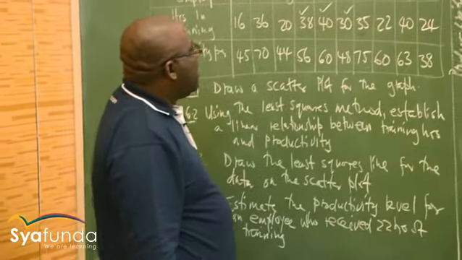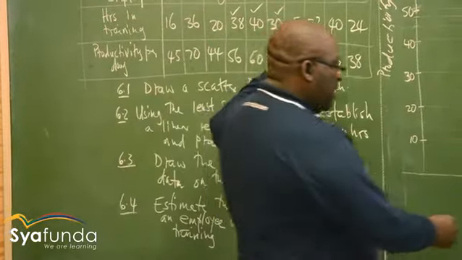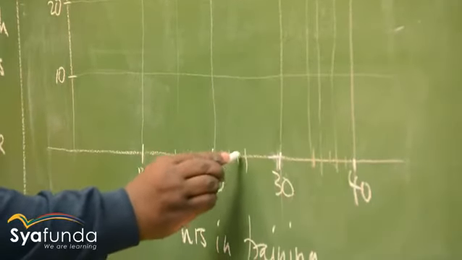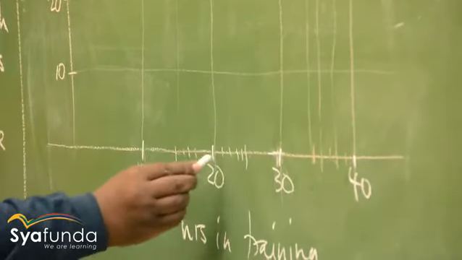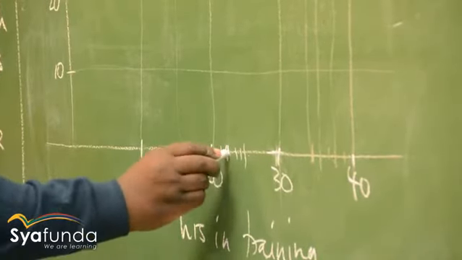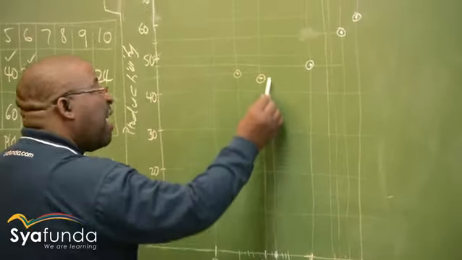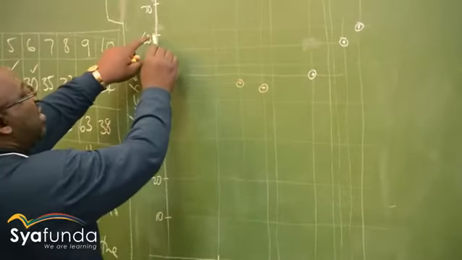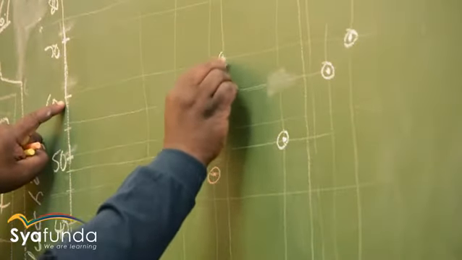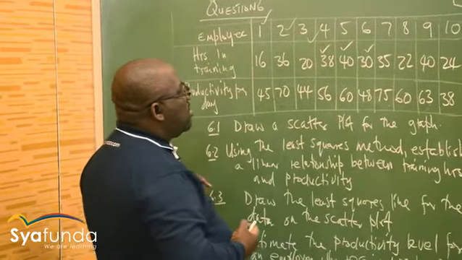35 and 75. The next one is 22 as well as 60. X is 22. This is 25. In between, this is 21, 22, 23, 24. So we're looking for 22. 22 will be somewhere here. Let me just take 22 up to 60. This is where 22 is, this is where 60 is. So that's where the point is, 22 and 60.